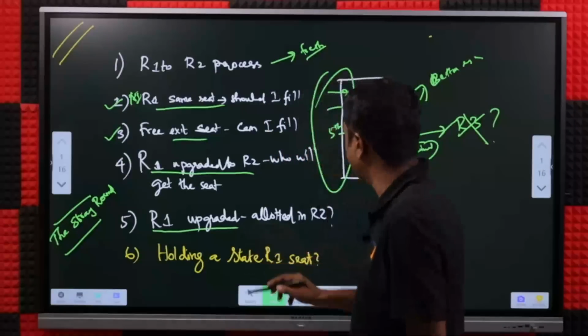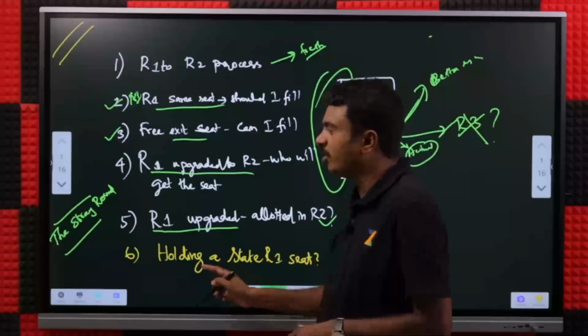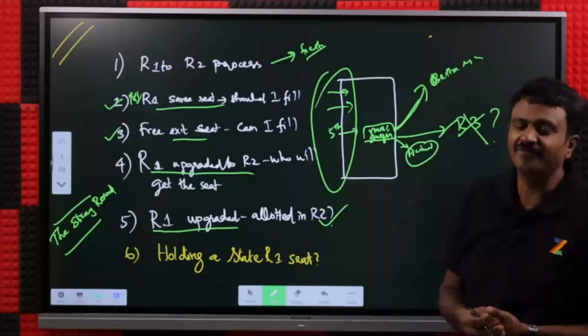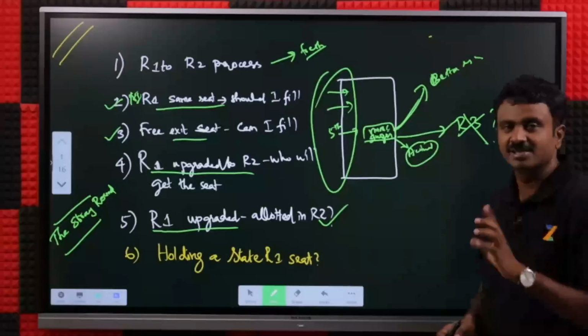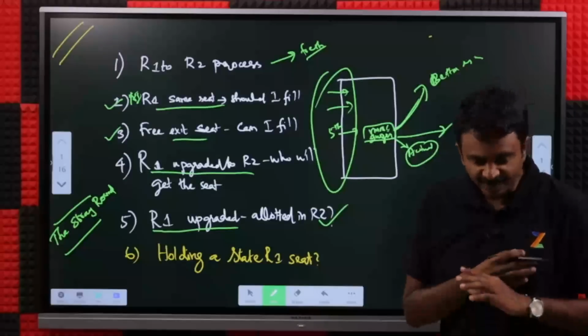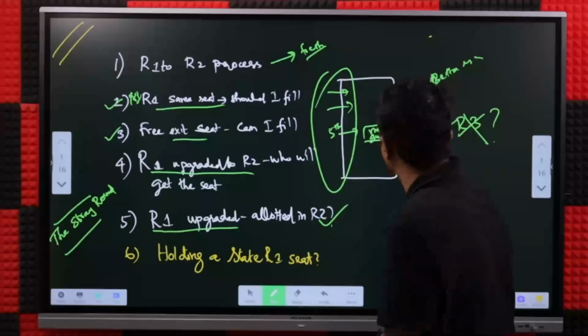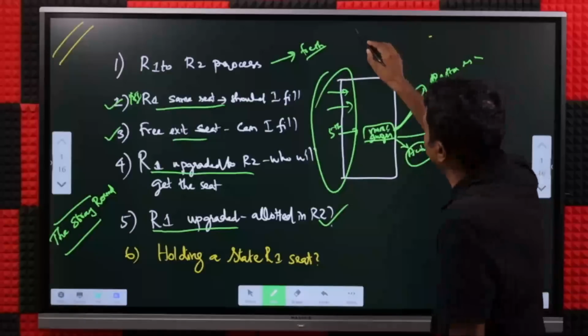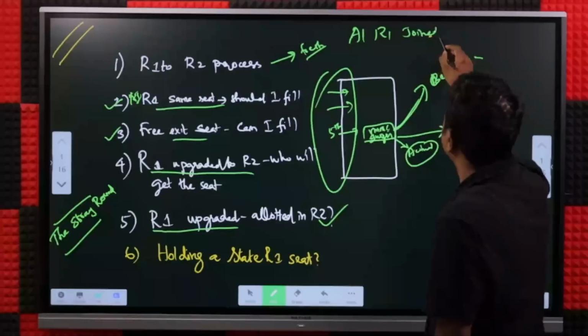R1 seat is upgraded. Will it be allotted in R2? We addressed this. Yes, it will be allotted in R2. Holding a seat in state round 1: the most number of calls have come on two queries. One is this: holding a seat in state R1, will I be eligible for All India R2? Everybody is eligible for All India R2. We have been stressing this time and again. Everybody is eligible for All India R2 except for All India Round 1 joined and retained candidates.